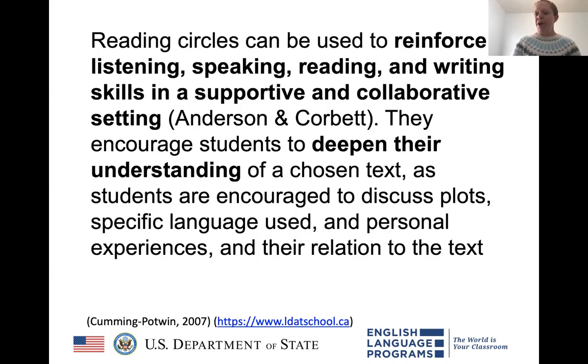My two favorite parts of this are the two parts in bold. First, they're used to reinforce all these great language skills in a supportive and collaborative setting. And this is so important for developing good relationships and building a good classroom environment. Second, these kinds of discussions really allow students to deepen their understanding. It allows them to move into more of those critical thinking or deeper levels of understanding of a text.